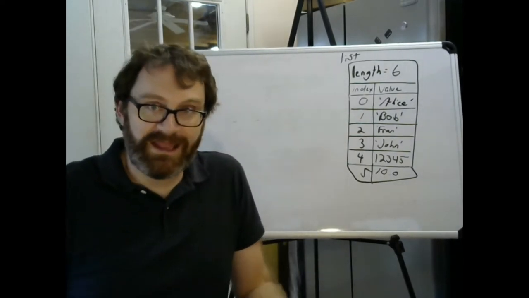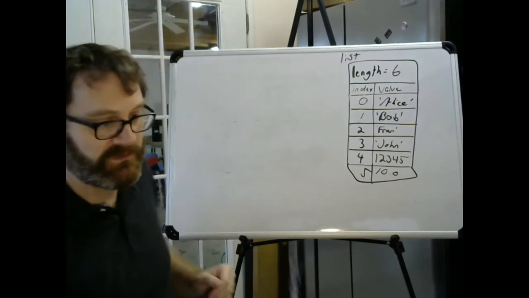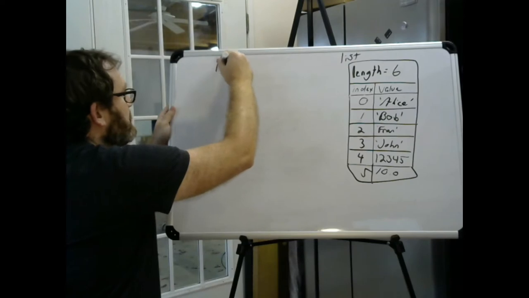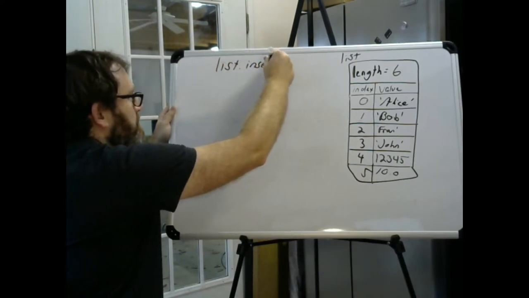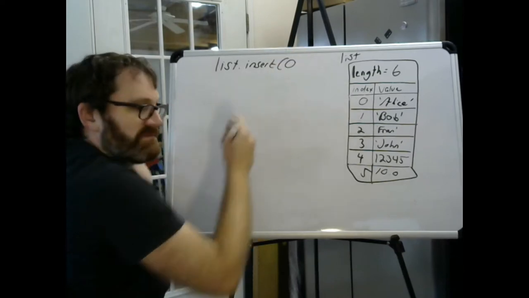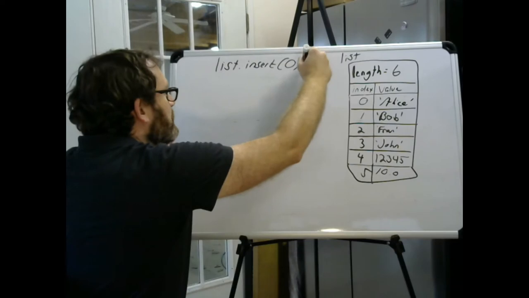Let's talk about insert. Okay, insert is kind of interesting, right? So we're talking about list.insert, and let's see, an example I could give, 0, comma, Paris.